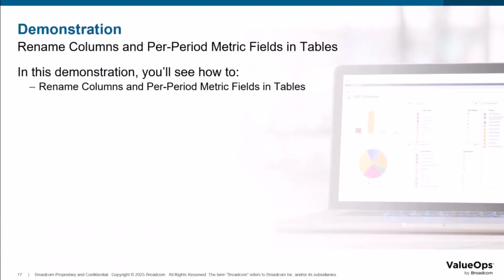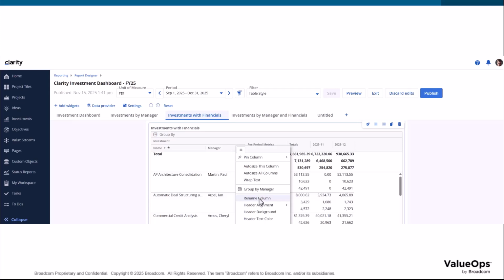Rename columns and per period metric fields in tables. This feature provides users with the capability to rename columns and per period metric fields in report tables. Let us look at the functionality of renaming columns and per period metric fields in tables. Rename column action is available as part of the column action menu. Any column can be renamed, not just name and ID columns.